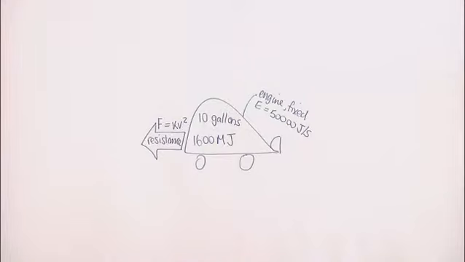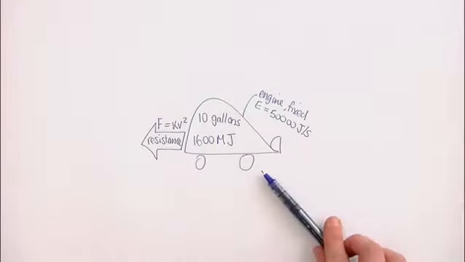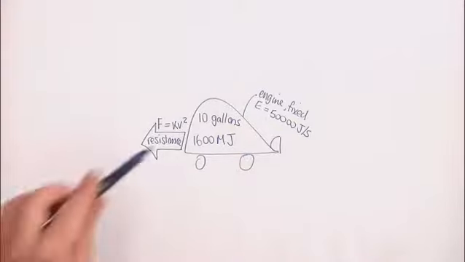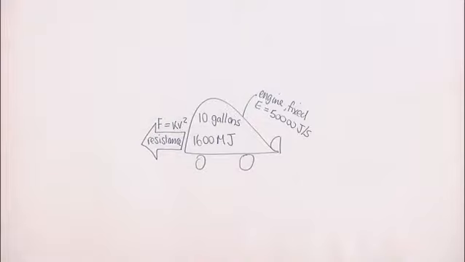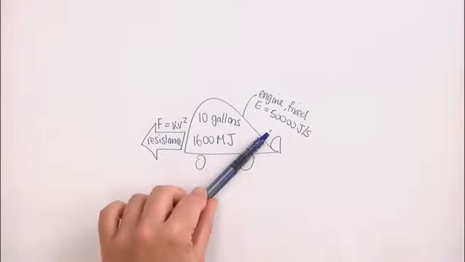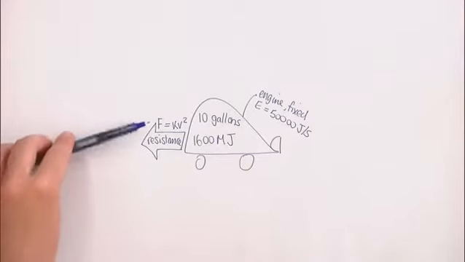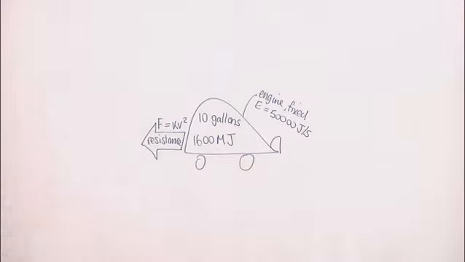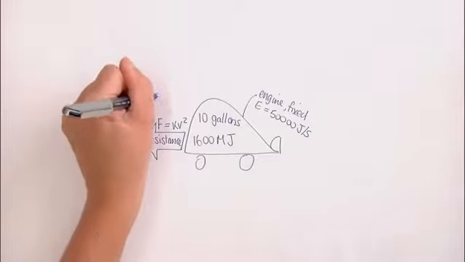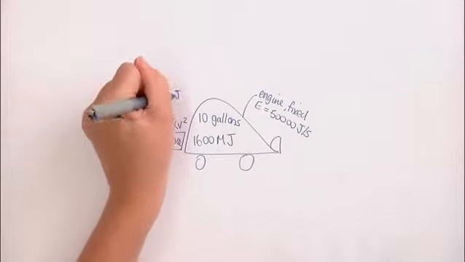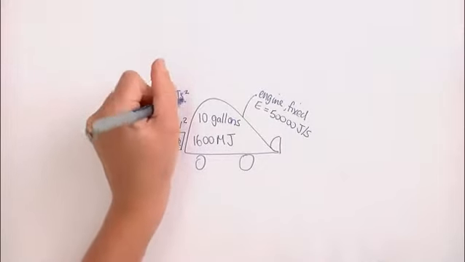Let's model the energy usage of our dune buggy. We'll assume that petrol, 10 gallons or 1600 megajoules, is used for two things: running the engine at a fixed rate of 50,000 joules per second, and also overcoming resistive forces of F equals kV squared, where k is a constant and it's equal to 2.5 joules second squared per meter cubed.